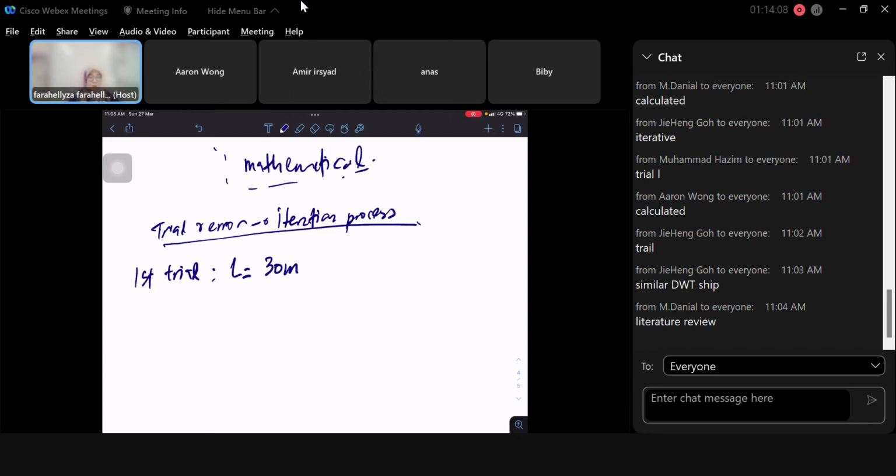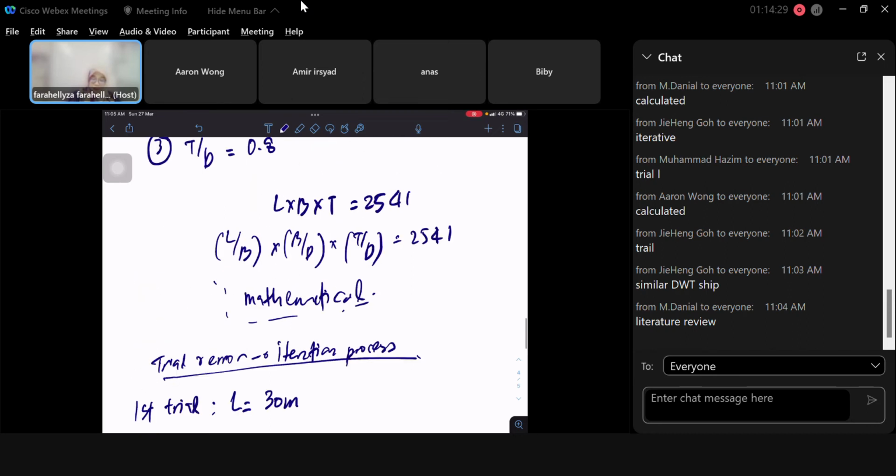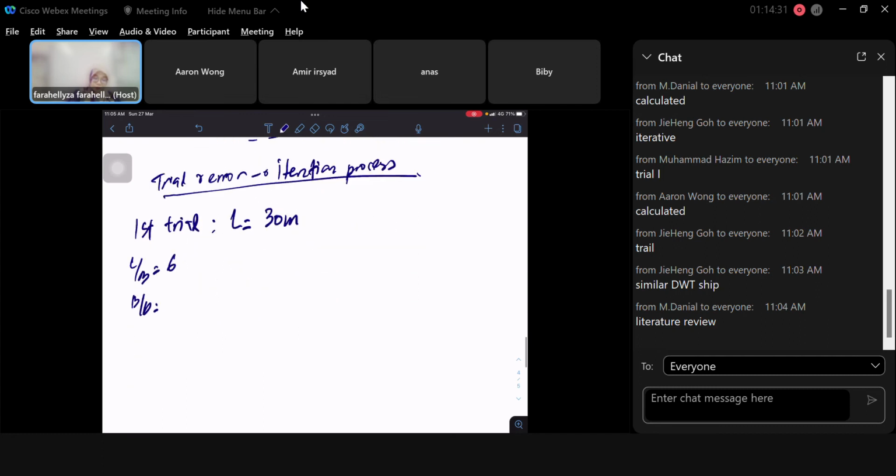So maybe for this type of vessel, for the barge just now, I try to find that 2, 3, 4 ton, and maybe it's around 30 to 50 meter length. So I start with 30 meter. Now you have L upon B is 6, B upon D is 1.5, T upon D is 0.8. I put it here.